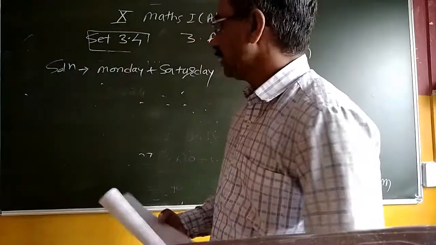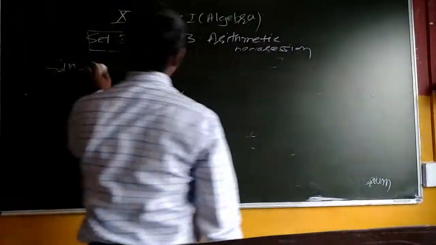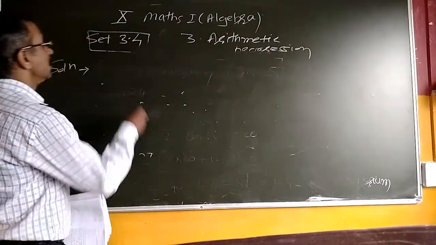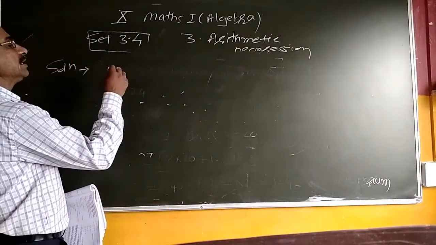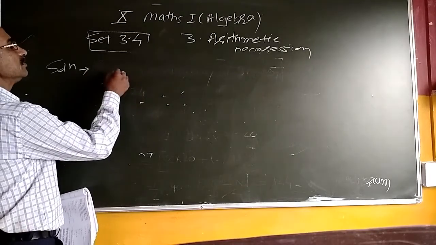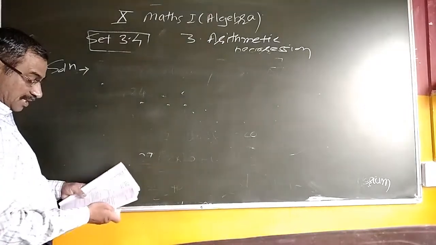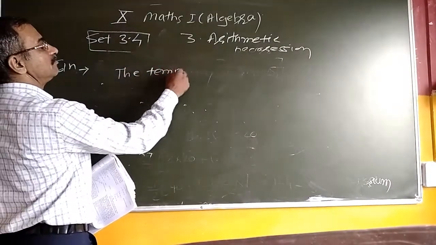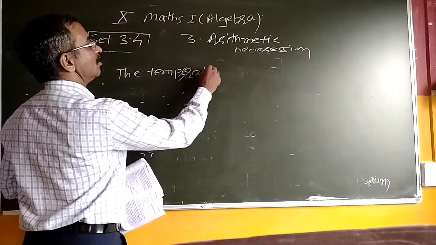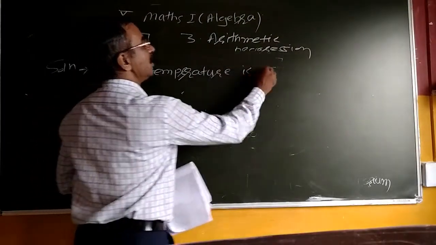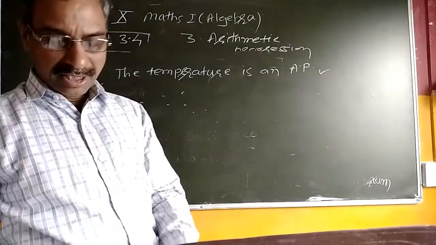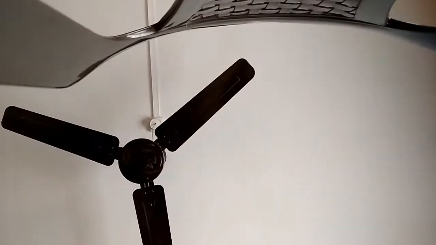First, what is given here? Temperatures are given and they are increasing or decreasing with a fixed difference. So it is an example of AP. Yes, the temperature is an AP. So we are using the formula.